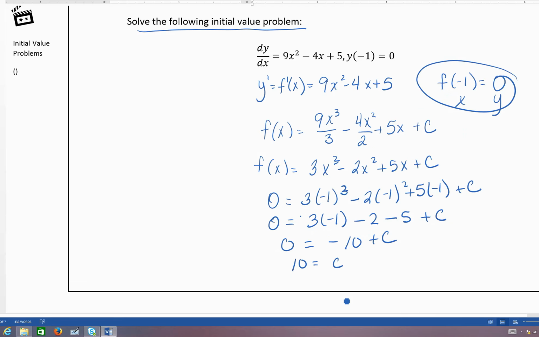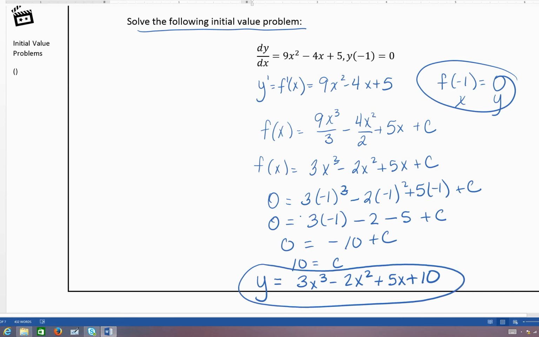So the original function, what they're looking for now, is y equals the antiderivative we found, 3x cubed minus 2x squared plus 5x plus 10. And we can kind of check that: if we take the derivative of that, we get back to what we started with, 9x squared minus 4x plus 5. And if you plug in negative 1 for x, you get out 0.